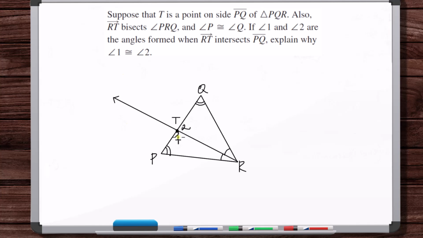And we can also see, they didn't ask us this, but again, these are going to be right angles as well. Because if they're equal and this is a straight angle, then call the measure of angle 1 and the measure of angle 2 x. 2 times x is going to be equal to 180.